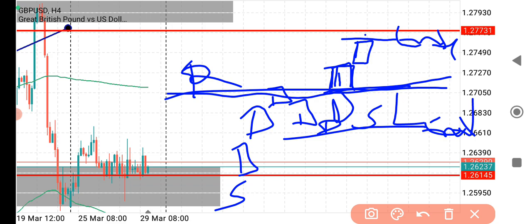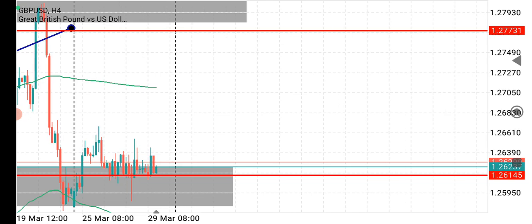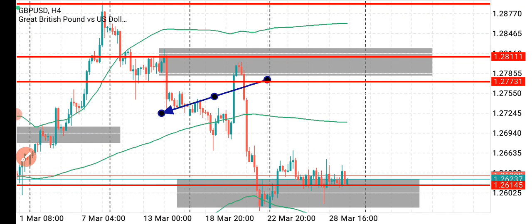And if it is on a 15-minute time frame, price will move, it will break it, it will come back, test, retest, and then continue to the upside. So this is how to make your entry and how to make your exit.